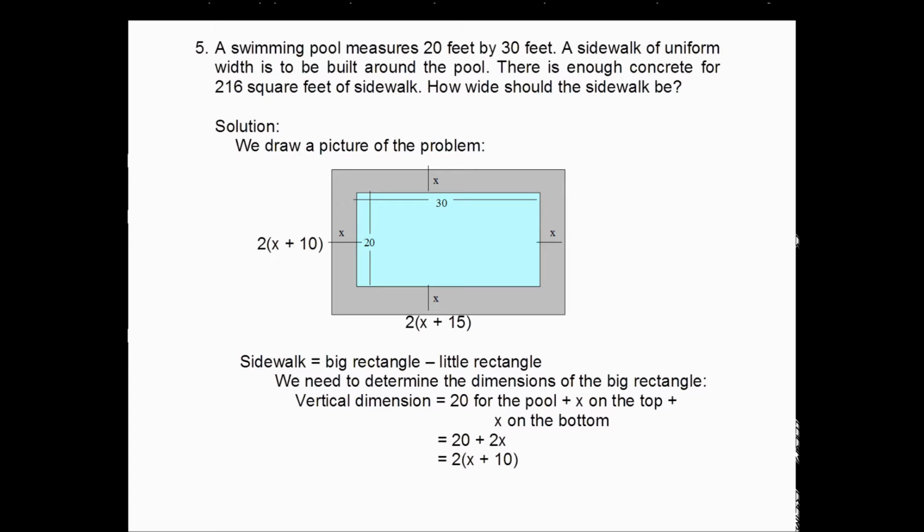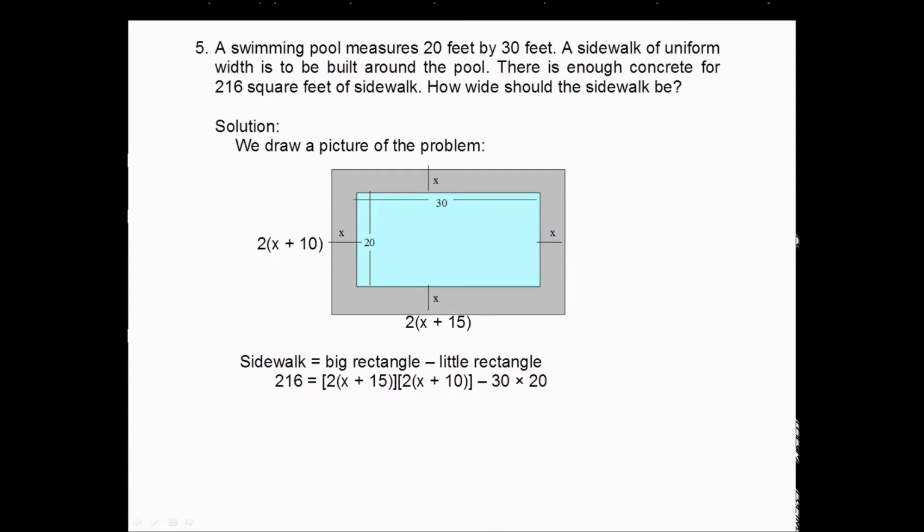Now that I have dimensions for the big rectangle, I can fill in some algebra into this word equation that says the sidewalk is the big rectangle minus the little rectangle. The sidewalk is 216 square feet. The little rectangle, that's your 30 times 20. Now I just have the dimensions for the big rectangle. So it becomes 216 for the sidewalk, 2 times x plus 15 times 2 times x plus 10 minus 30 times 20. Length, width, length, width.